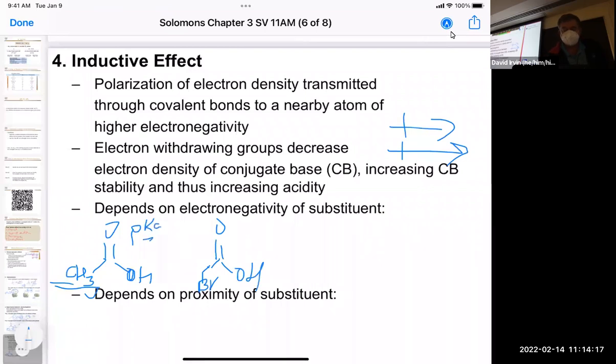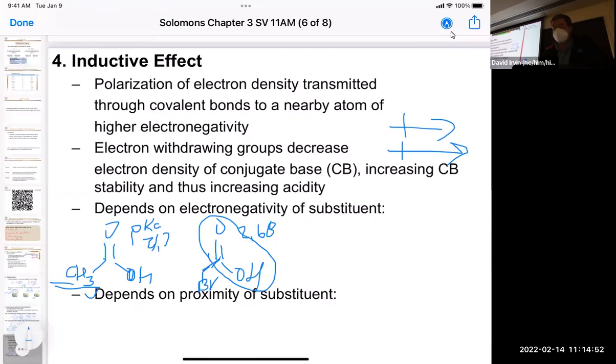Just by taking one of those hydrogens away and putting a very electronegative atom, notice the hydrogen's not on the bromine. We're not talking about the acidity of the bromine. We're talking about the effect of the bromine on the acidity. The pKa drops to 2.68. Just by having that bromine one bond away from this acid group.